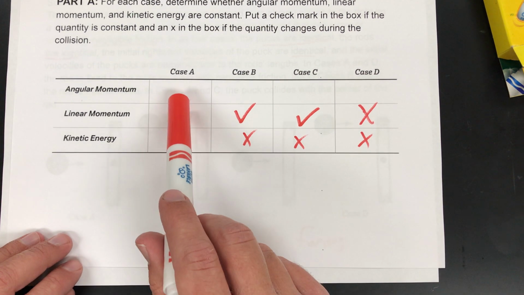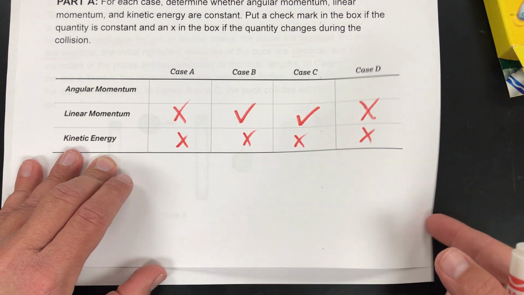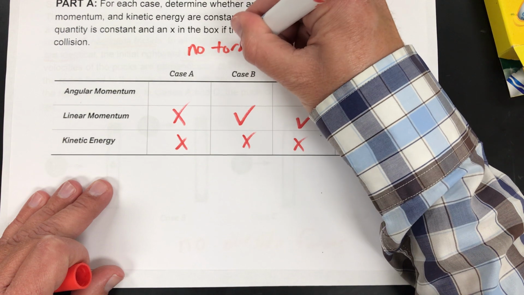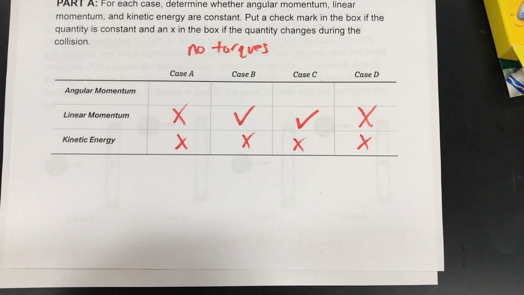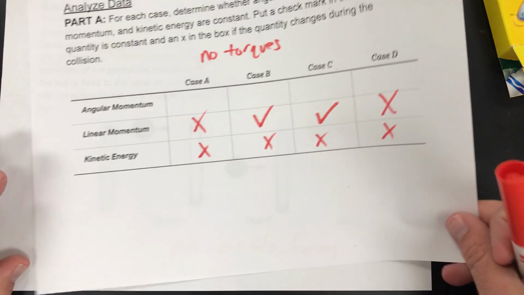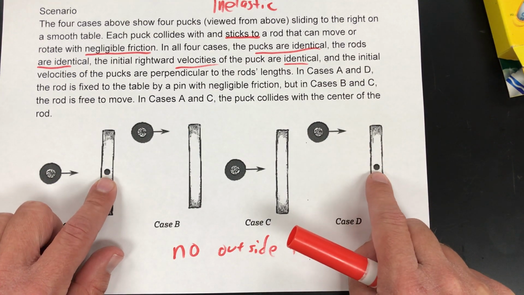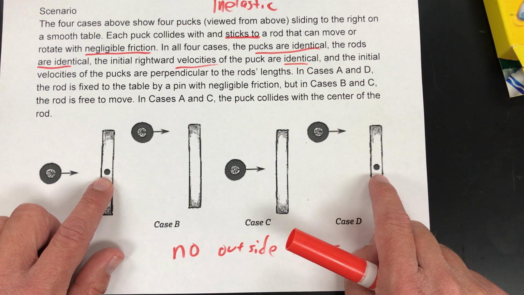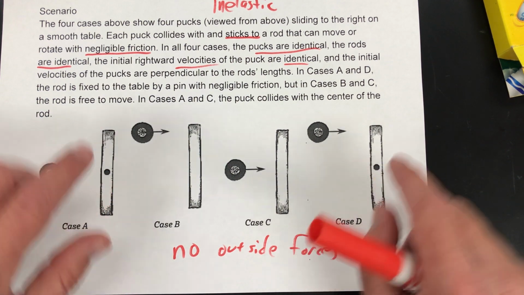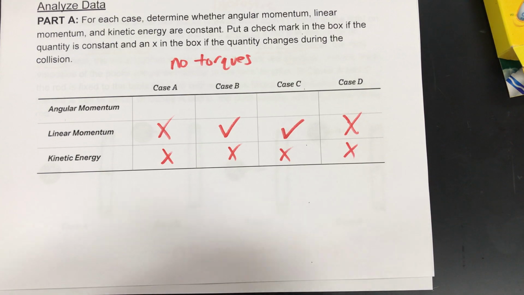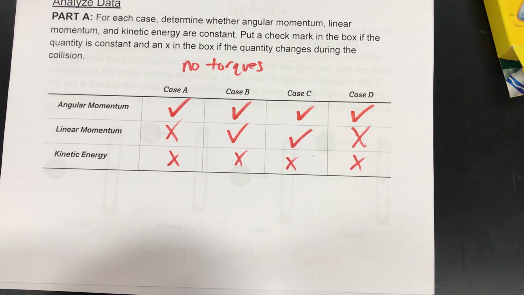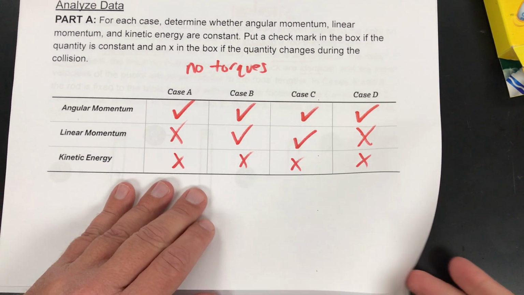So then last case here, angular momentum. So to conserve angular momentum, we need no torques, not no forces, but no torques. So when we look at these cases here, where we have the pin here, this pin, even though it exerts a force, it does not exert a torque because it's exerting that force at the point of rotation. So there's no lever arm, so there's no torque, so there's nothing to change the angular momentum. So in all four cases, the angular momentum is conserved.